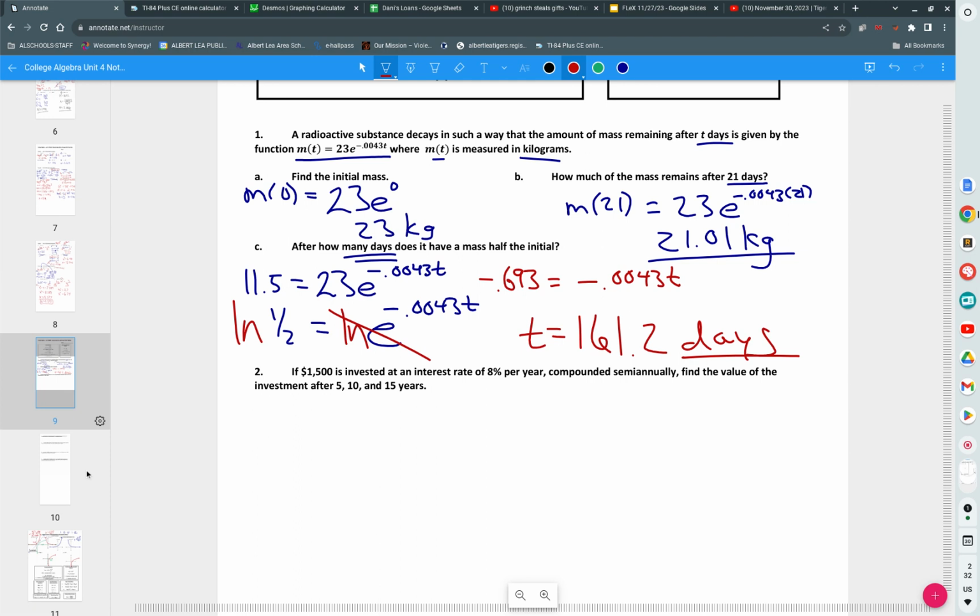$161 days, it will get down to 11. That's actually kind of a chemistry or physical science type problem right there. Okay. Let's get to money.